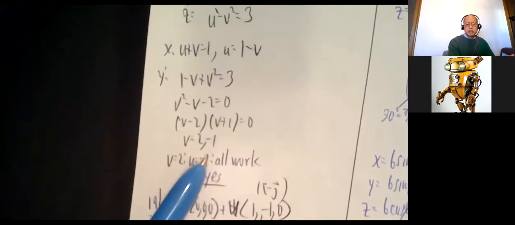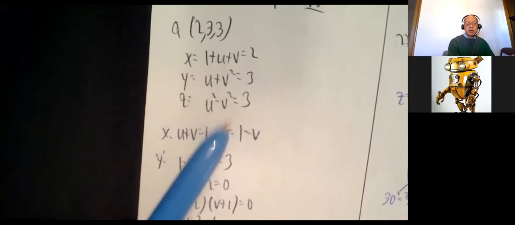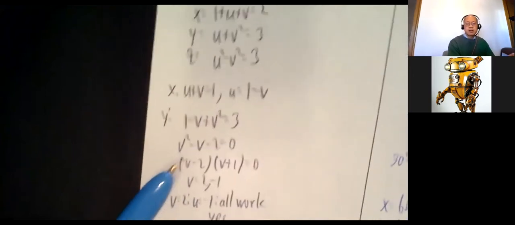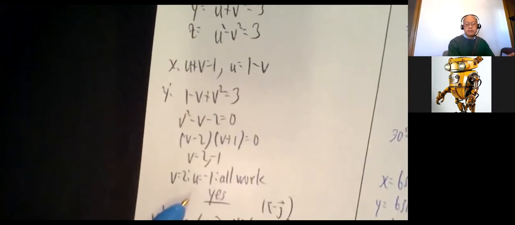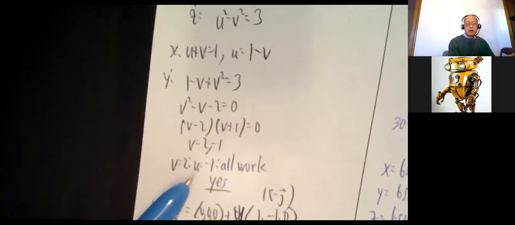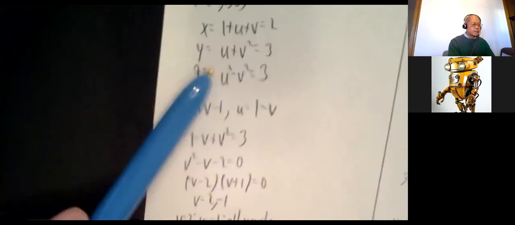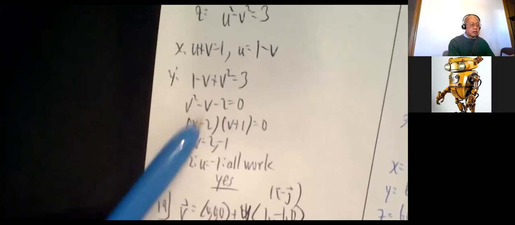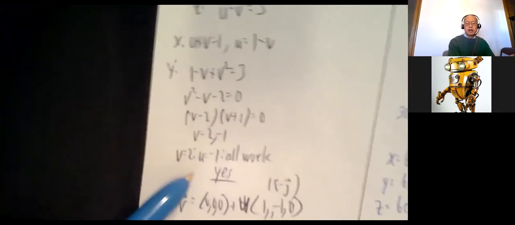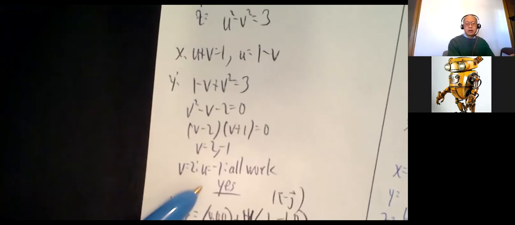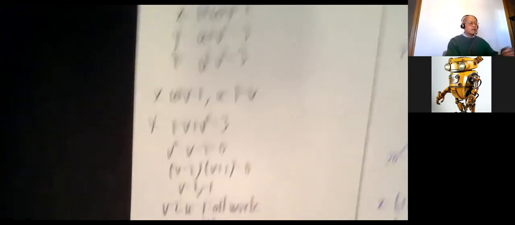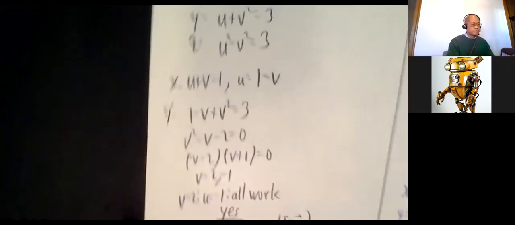And then U squared minus V squared, U squared is 1 minus 4. Let's see, did I do that right? That one's negative 1 plus 4 is 3. Yeah, okay, so that works. All right, so you basically plug them all in and the answer is yes. All three of them work. So that's how you do that kind of problem. You just solve and see if it works or see if it doesn't work.